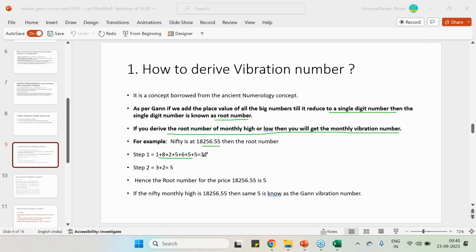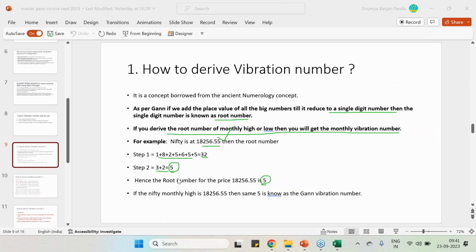After adding all the single digits, you get, say, 32. You may get a 3-digit number also. Again you have to add these digits. Your aim is to reduce it to a single digit number. That is what you have to do. Once you get this single digit number, it is known as its root number, or its vibration number, the single number which is culminated by adding the single digits or place values of the number.